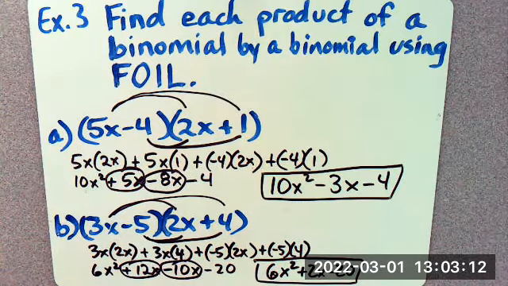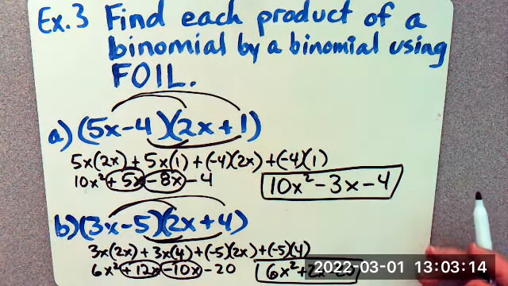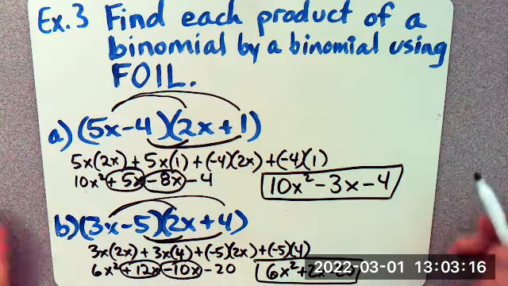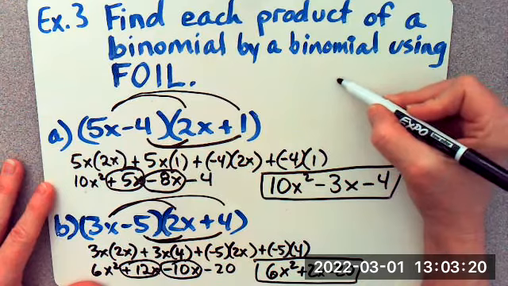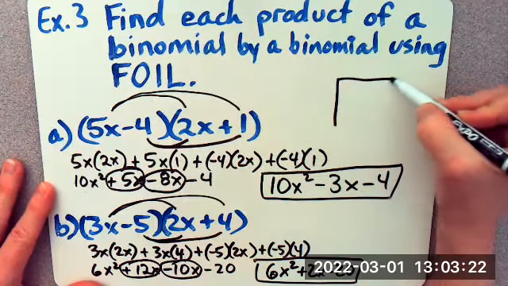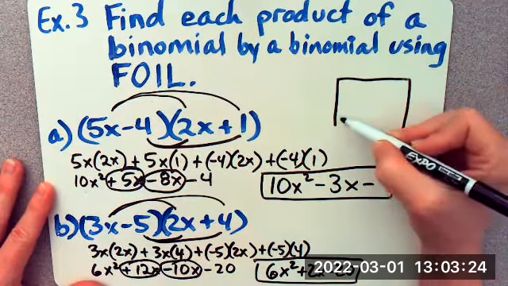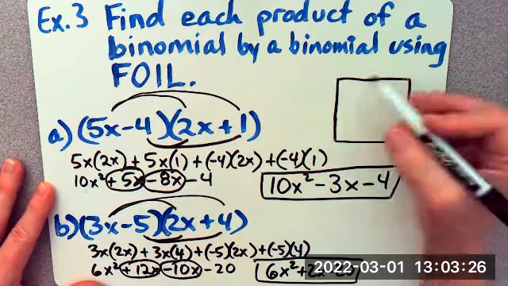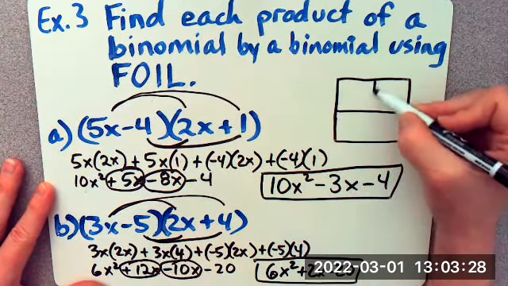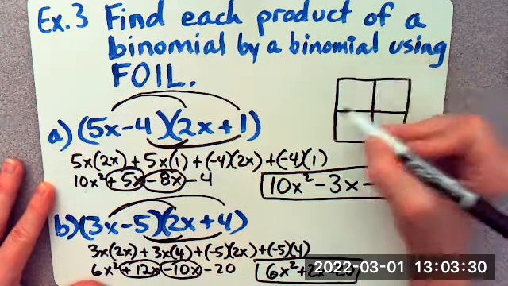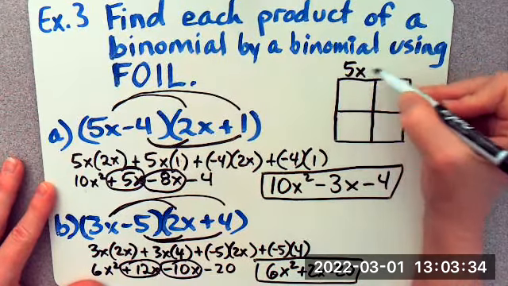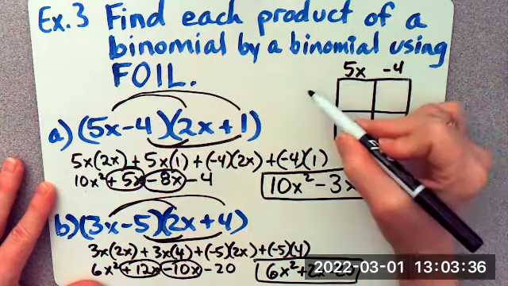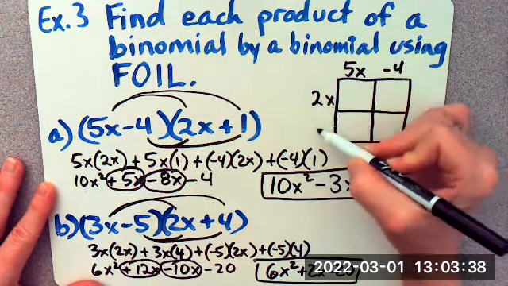Okay, so there is another way we can do this, and it's a preferred way for many people, which is to do a box, much like the earlier examples. So we just make a nice little box like that, and we can write the 5x and the minus 4 here, or the 2x and the 1 here.